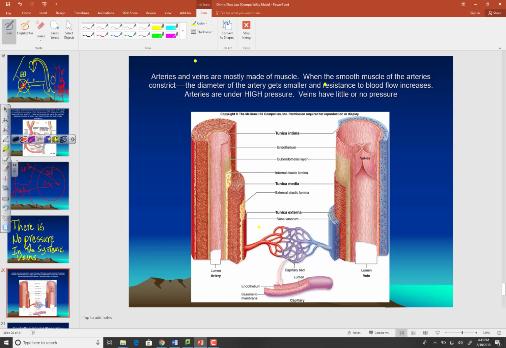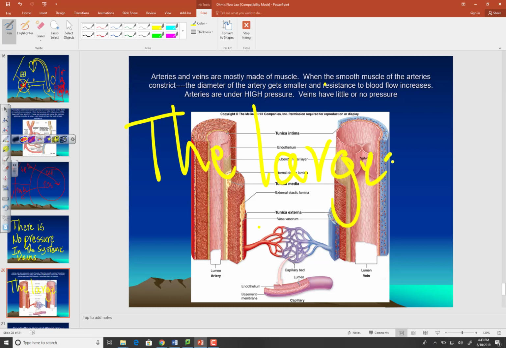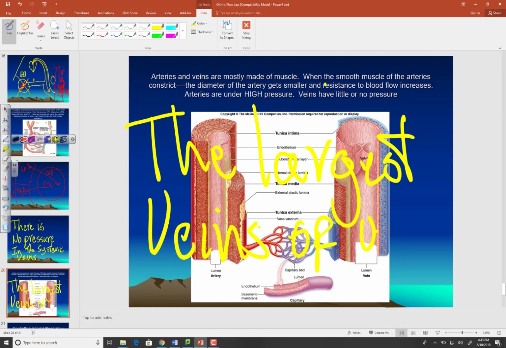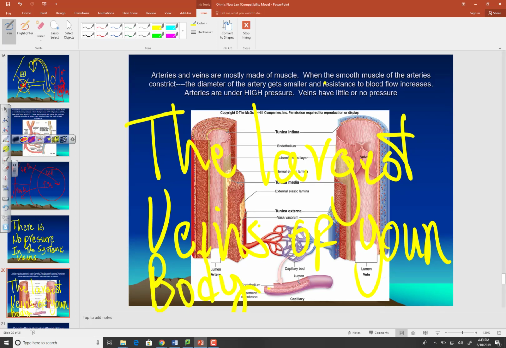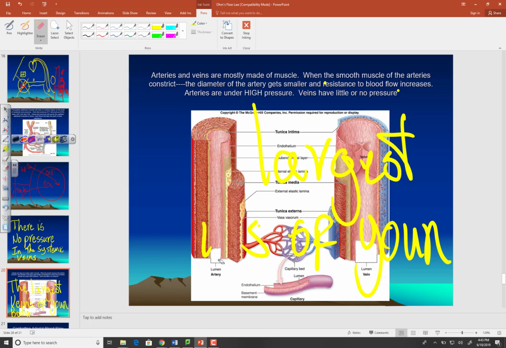You better write this down. I'm going to write it down. The largest veins of your body are deep inside muscle, specifically your leg muscles. Where are the largest veins of your body? Deep inside your leg muscles. So do you store extra blood? Yes. Where do you store extra blood? In the veins of your legs.